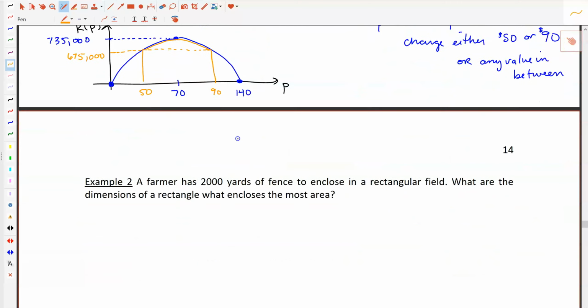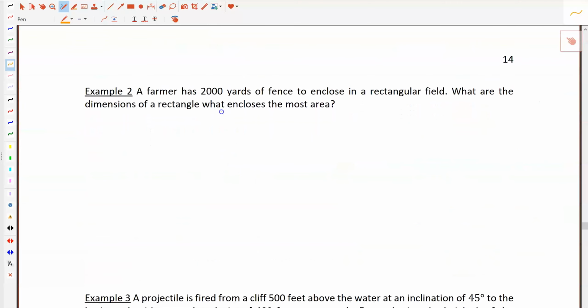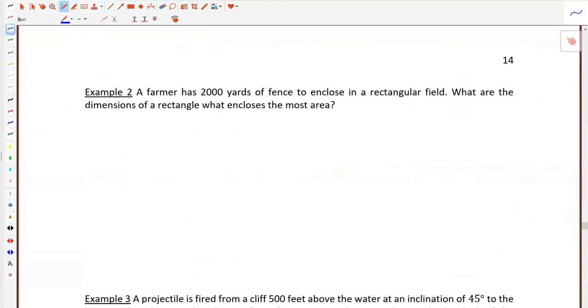Example 1 was a long question. It had a lot of different subparts. Let's take a look at our next example. So example 2, a farmer has 2,000 yards of fence to enclose in a rectangular field. What are the dimensions of the rectangle that encloses the most area?